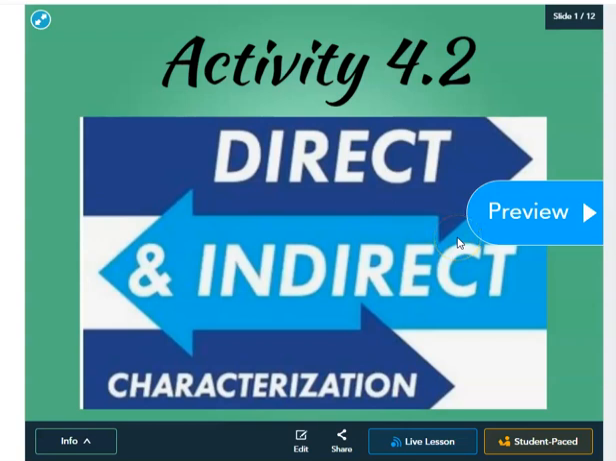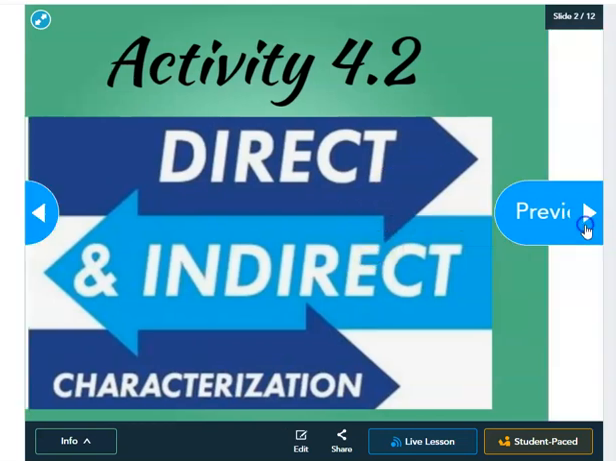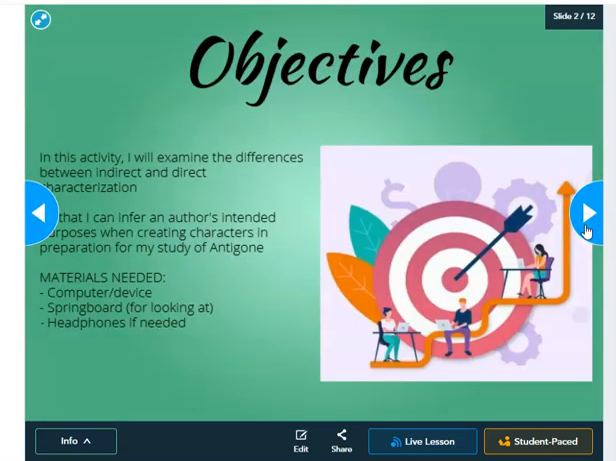Hey everyone, this is a quick preview of Activity 4.2 looking at direct and indirect characterization. So as usual with Nearpod, once you're in, you'll want to click the little blue arrow on the side. This is just a preview image. It'll look a little bit different in your device. So our first screen is about our objectives.